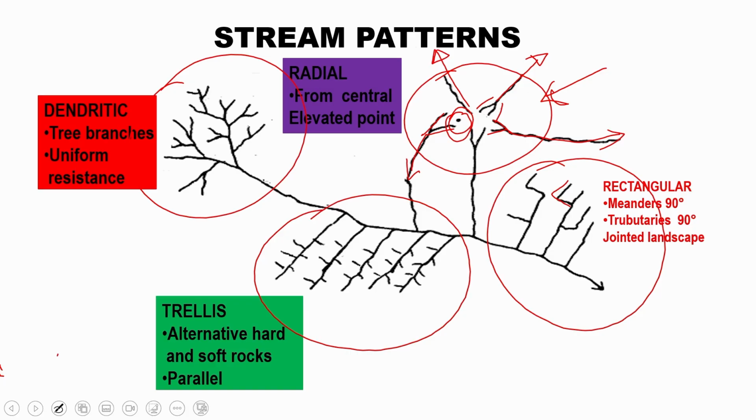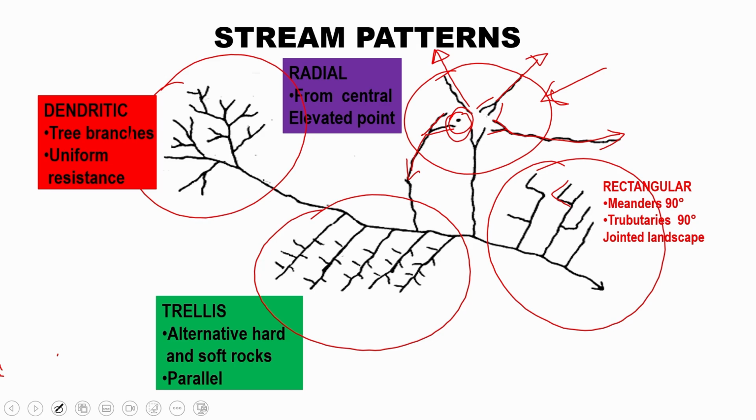And then here we have got the rectangular pattern, okay? Here we see something different from the others. The tributaries meander, look at that. They meander. Then you get an angle there of about 90 degrees. That is the right angle. And also the stream itself, the main stream, meanders at bends that are almost 90 degrees.